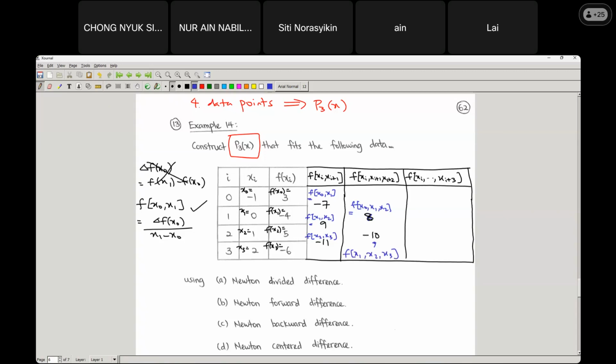And next, the last one here, I'm taking this -10 minus 8 divided by x3 minus x0. So I have divided by 2 minus -1. So I have -18 over 3, so I have -6. So this is -6. This is equivalent to f[x0, x1, x2, x3]. Maybe I just write in full, since I have space. So x2 and then x3. This is equal to this value.